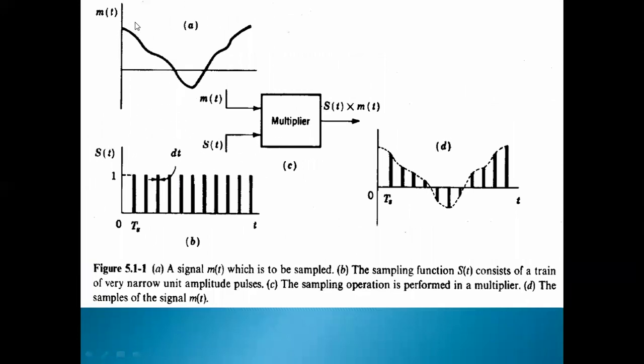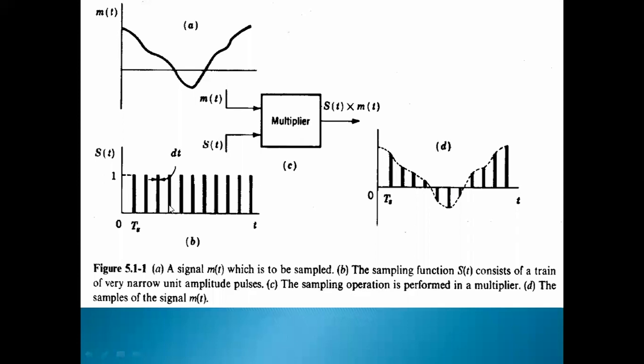Now let us see the procedure. The message signal, which is a continuous signal, is given to a multiplier, and another signal, a periodic pulse train s of t, is given to the other input. The pulse train has pulse width dt and is a uniform periodic signal with unity magnitude. These m of t and s of t signals are given to a multiplier, and the multiplier output is s of t into m of t.